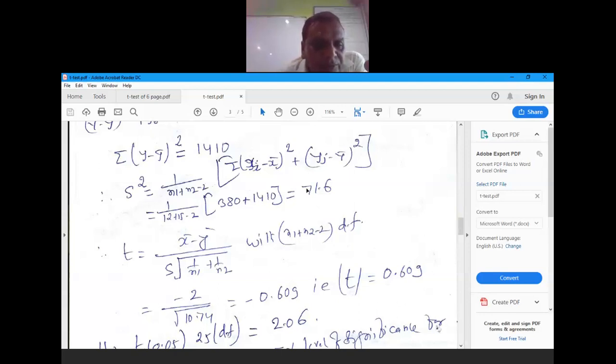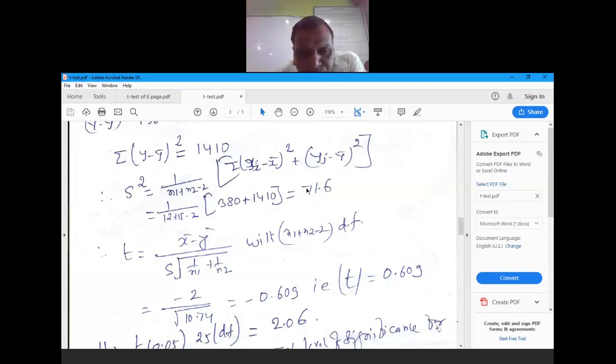So here you are given the value of t for 25 degrees of freedom at 5% level of significance, which is equal to 2.06. So your calculated value is less than your tabulated value. So in this situation, your result is what? Non-significant. Remember, if our calculated value is less than tabulated value, the result is non-significant and we accept H naught.